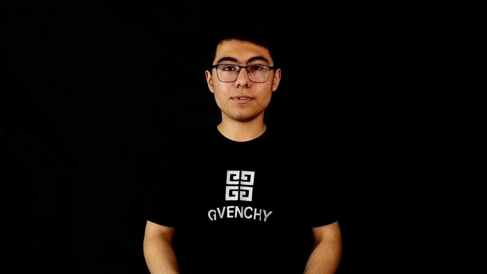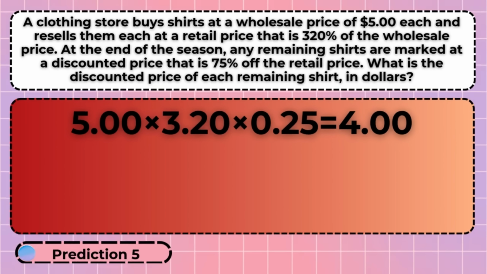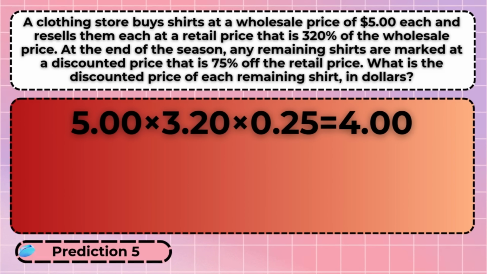And if you wanted to do this all in one step, you could have done 5 multiplied by 3.2 multiplied by 0.25 and you would get 4. But since these percentages can be tricky, I highly recommend you break it down.